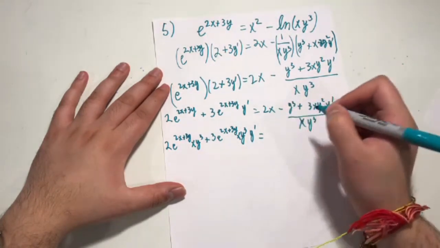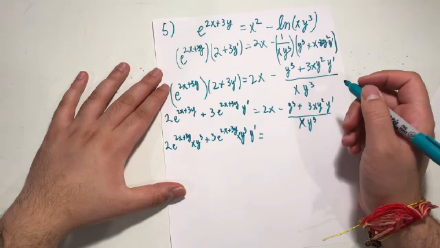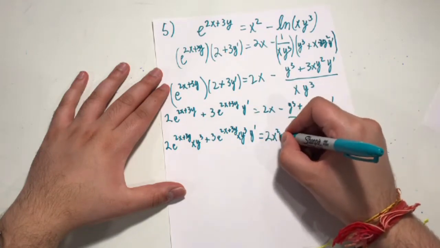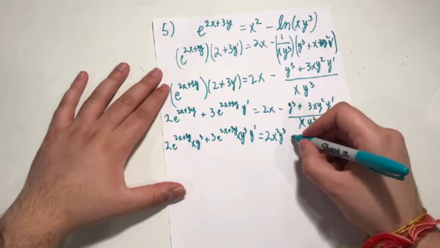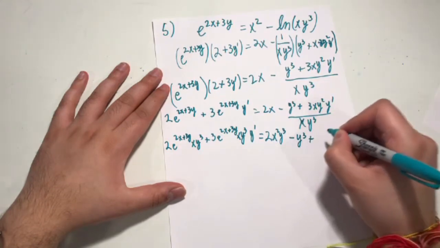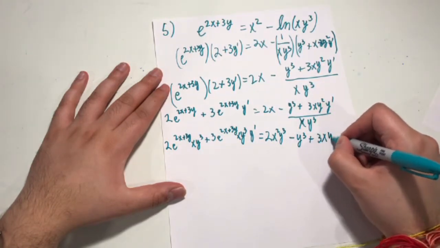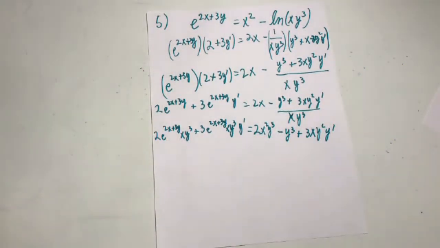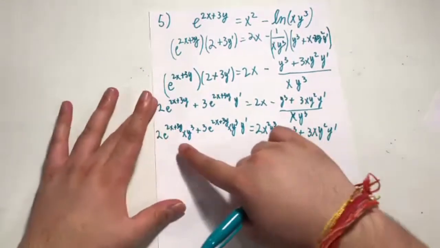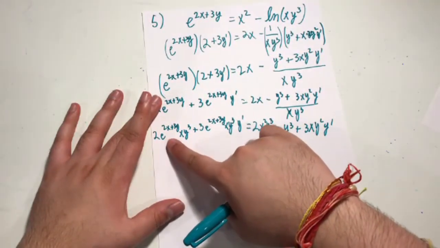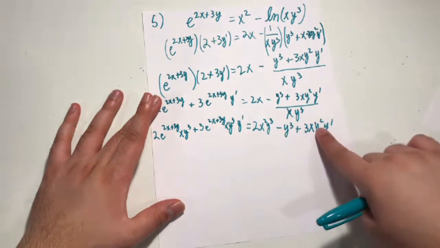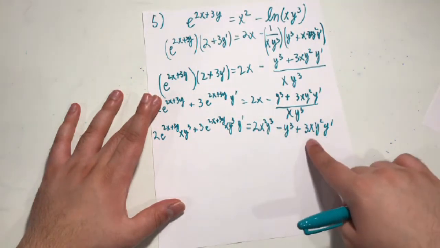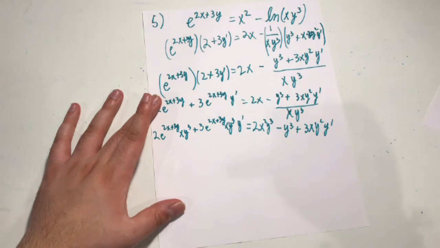equal to, what's 2x times xy to the third? It's 2x to the second y to the third. And now that's minus y to the third plus 3x y to the second y prime. Now we just have a bunch of terms added and subtracted to each other. We can get our y primes to the same side pretty easily. I'm just going to make a swap with these two things. I'm going to take this 2e to the 2x plus 3y xy to the third over here by subtracting. Do the same thing with this 3x y to the second y prime.